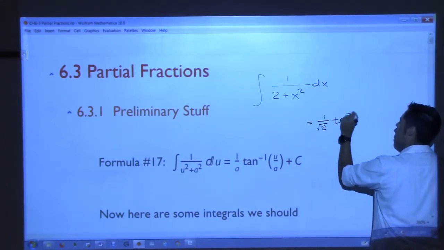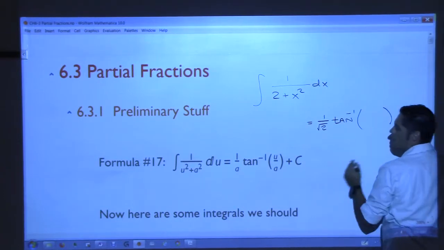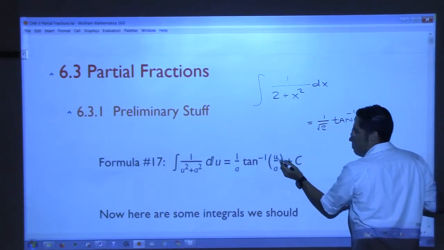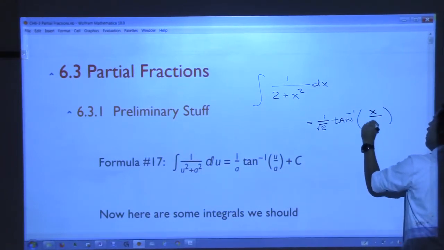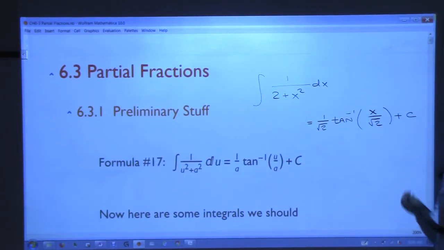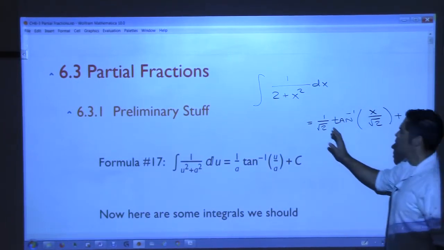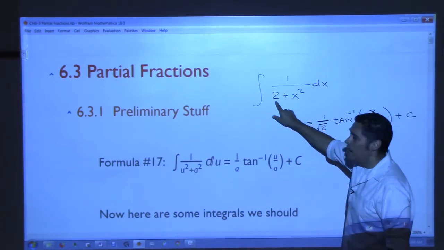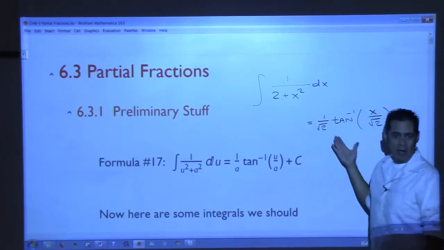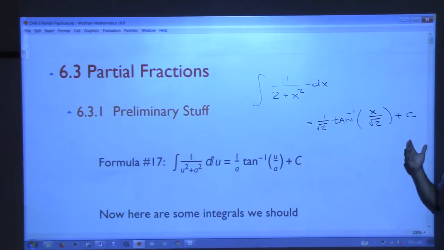Arctangent of, in this case, x over root 2 plus c. So that's how that formula works. Anytime we see our variable squared in the denominator plus some constant, we can go right to this, can't we? There will be no real technique, so to speak. All right?